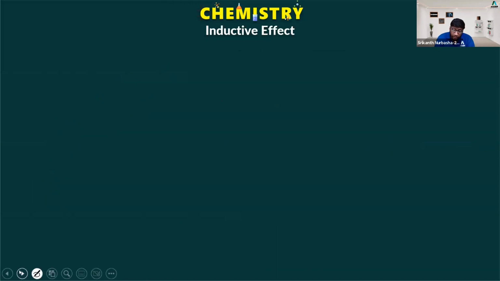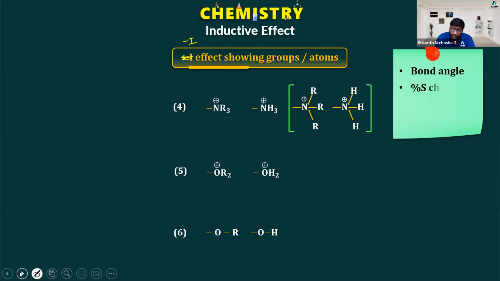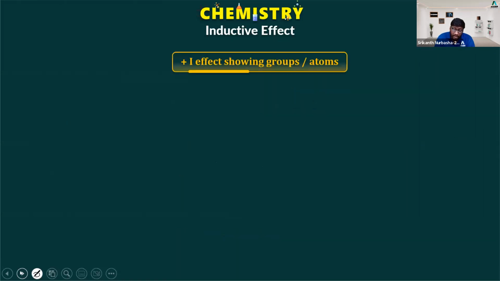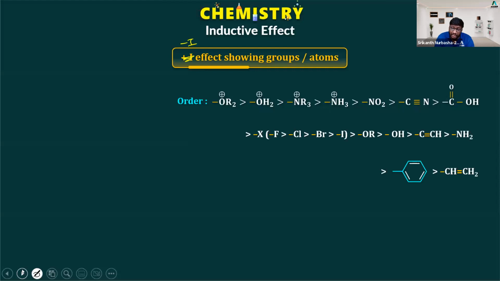Right? And if you proceed with the different other orders, these are all minus I effect groups: NR3 plus, NH3 plus, OR2 plus, OH2 plus, OR, OH. Try to compare now. This is a complete order of minus I effect groups: OR2 plus greater than OH2 plus greater than NR3 plus, NH3 plus, NO2, C triple bond N, COOH. Then halogens, then OR, OH, C triple bond CH, NH2, C6H6.